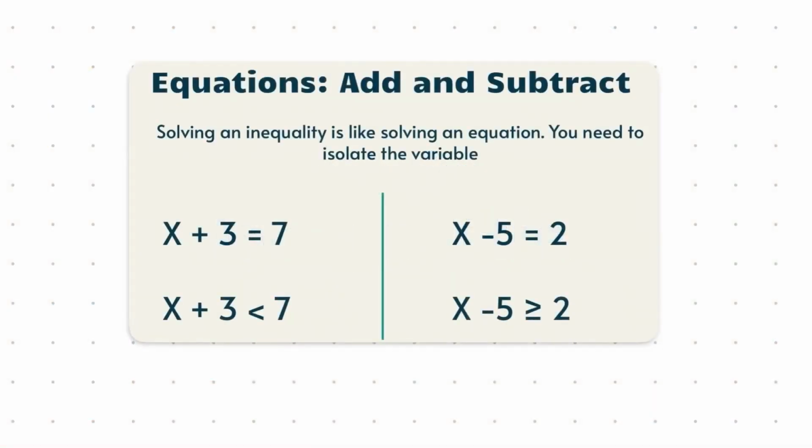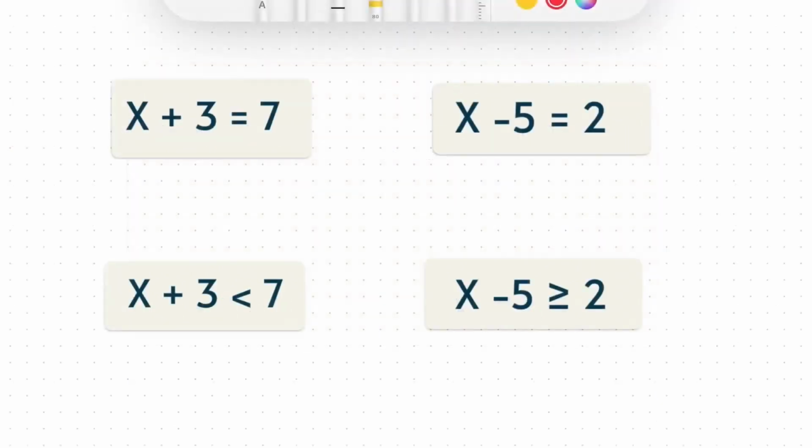Solving an inequality is just like solving an equation. Your goal is to isolate the variable. So let's say that I had the equation x plus 3 equals 7. To solve for x, I would simply subtract 3 from both sides. That would end up canceling the 3 on the left side to give me a final value of 4 for x.